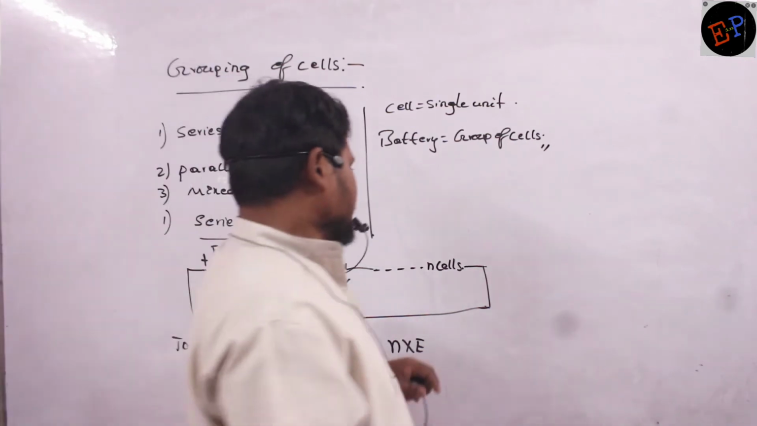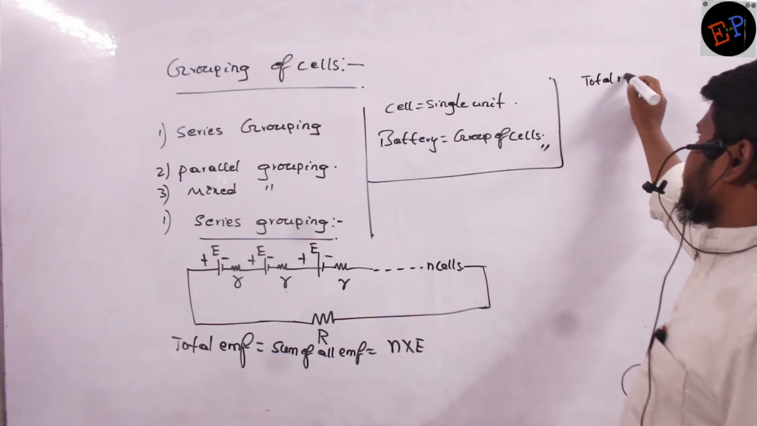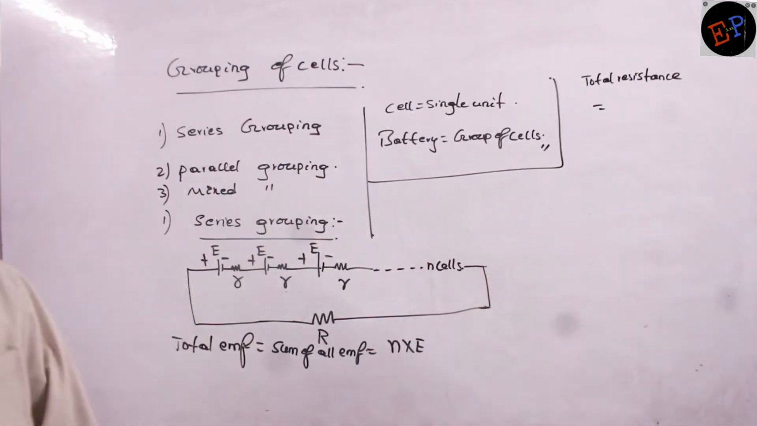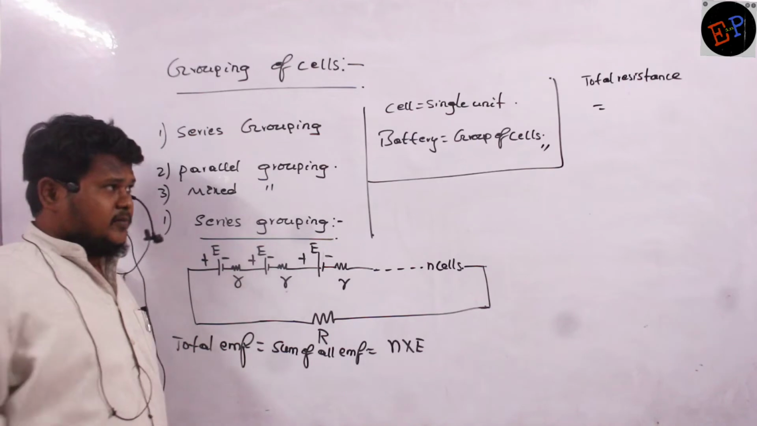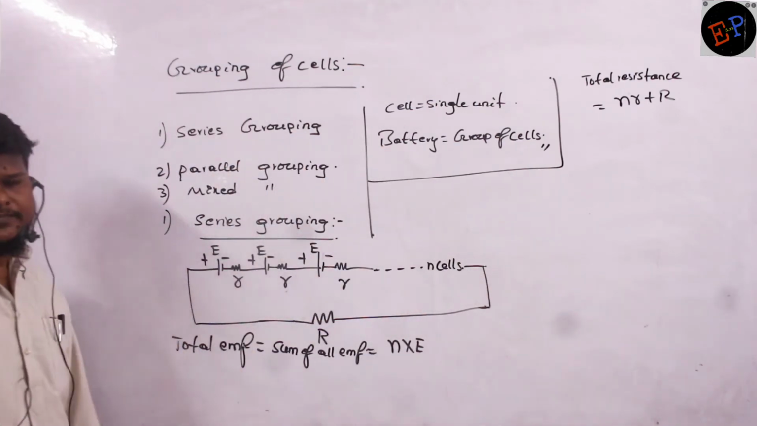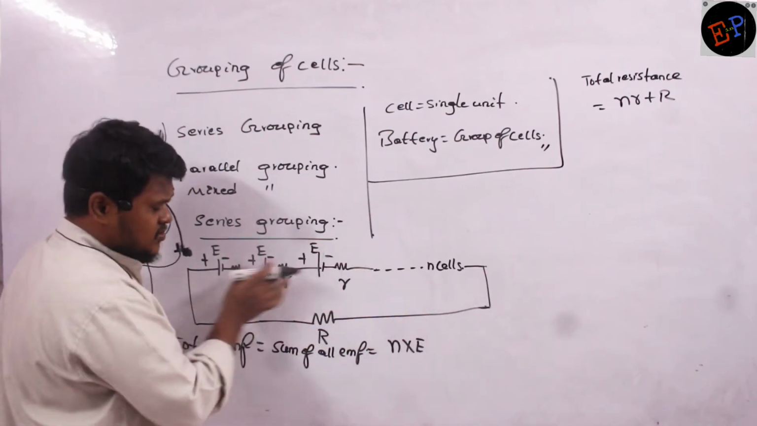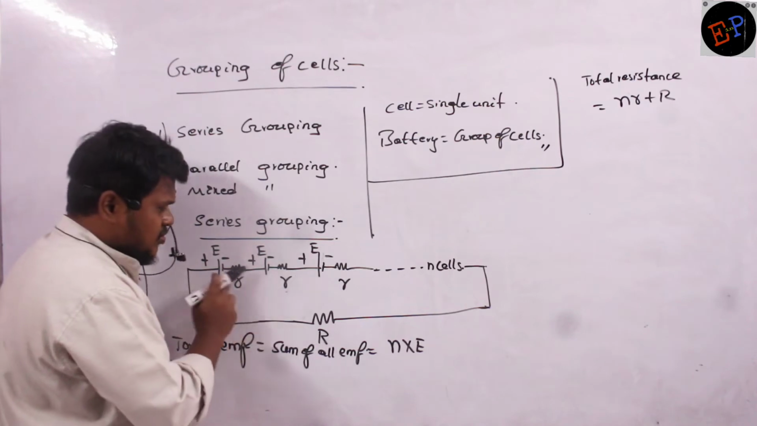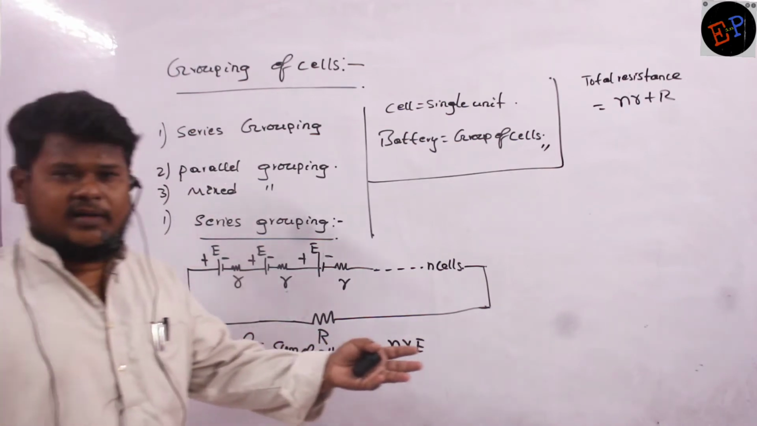Now can you say, what is the total resistance of this circuit? Anybody? Very good. So total resistance will be N small r plus capital R. Why is it like that? N cells are connected in series, so N small r's are connected in series. So the total of the internal resistances is N into r. And all of them are connected to the external resistance, which is in series only. So Nr plus R, because all of them are connected in series connection.